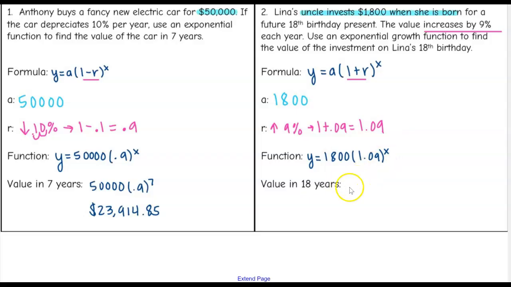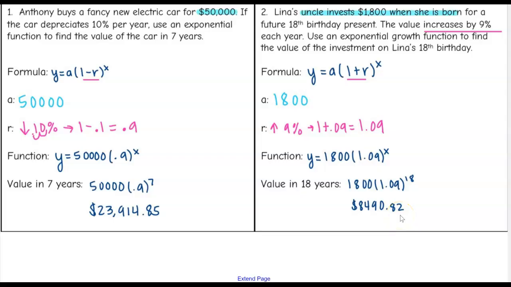So we know what years we want to put in, which is 18. So it's 1,800 times 1.09 raised to the 18th, which is 18. And that's going to be $8,490.82.